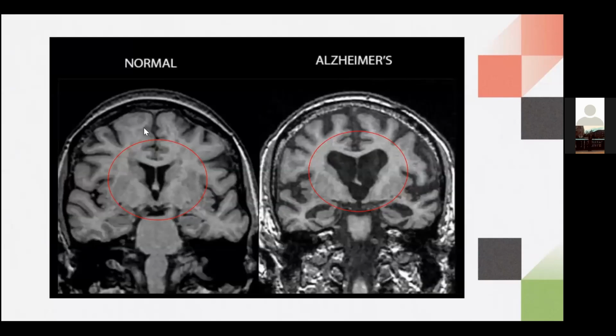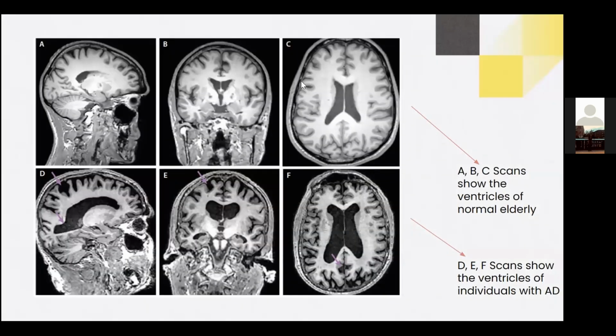And right here is a scan of a patient with Alzheimer's disease. As you can see, the patient has very enlarged ventricles in comparison to the normal patient, which has very tiny ventricles. So that's just a real life example of how scientists can see the enlarged ventricles. Right here on this slide are the systematic scans of all of the ventricles. The ABC scans show the ventricles of normal elderly people, and as you can see, they're very tiny, but over here in the D scan, the ventricles are very large. And that's just another example, like the slide before.